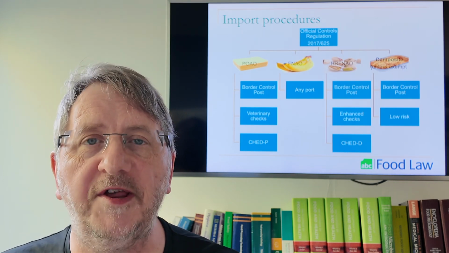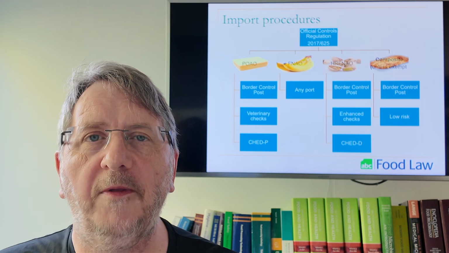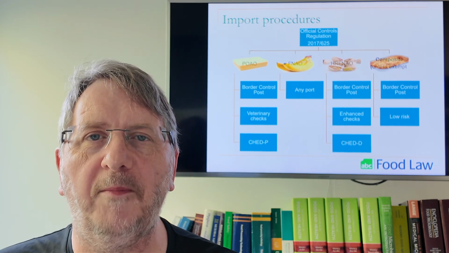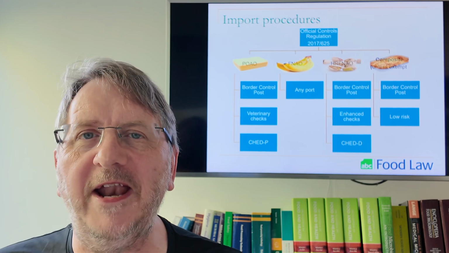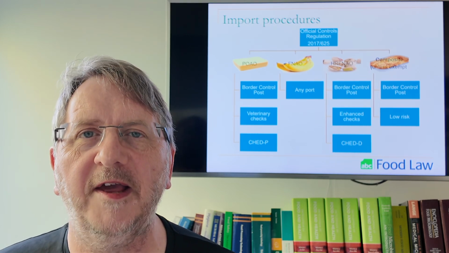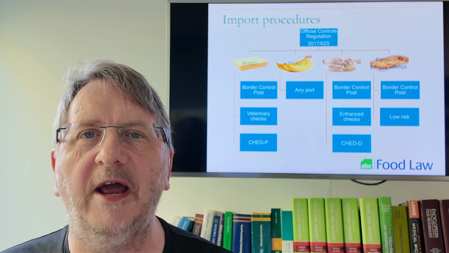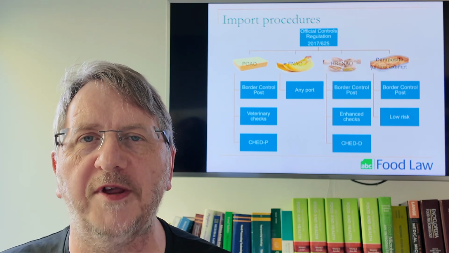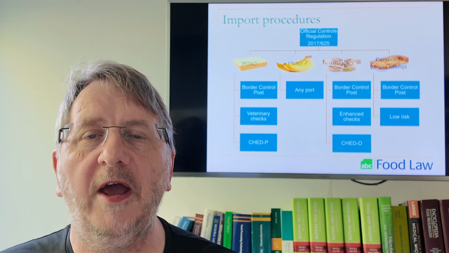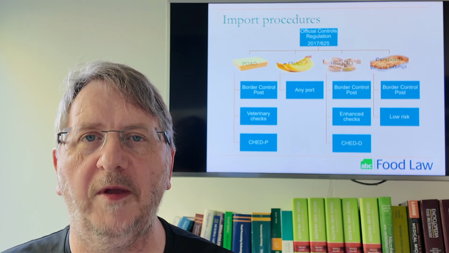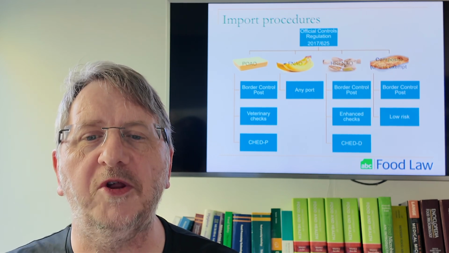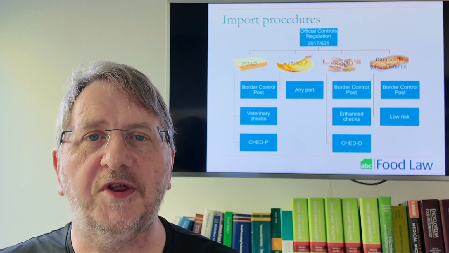For high risk foods not of animal origin, remember these peanuts from China, for example, they go through a border control post, but they're not subject to veterinary checks, but it's a similar process. It's called enhanced checks. A common health entry document is also used, as is IPAFFS, but the common health entry document is a slightly different version. Again, there are separate videos which explain that. So that's just an overview.